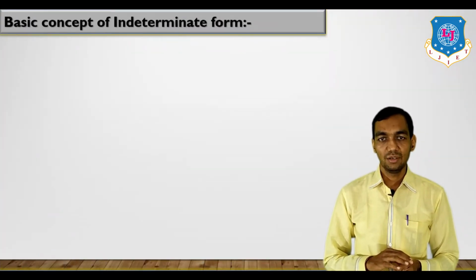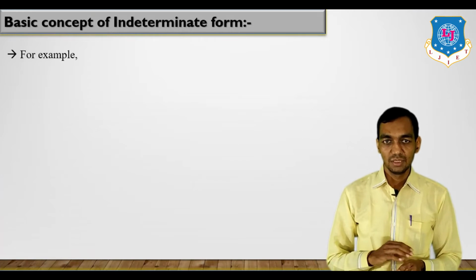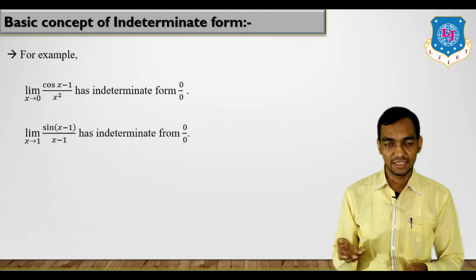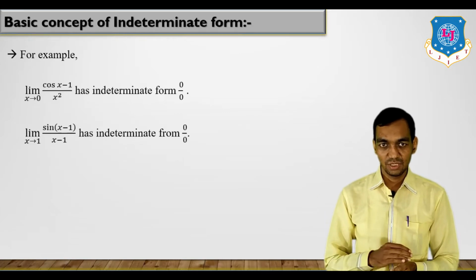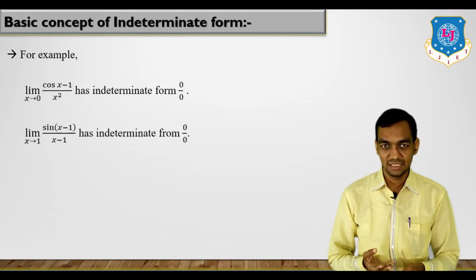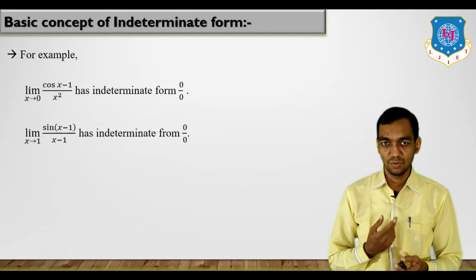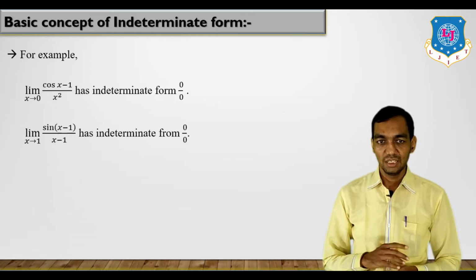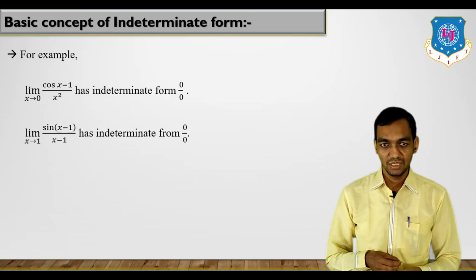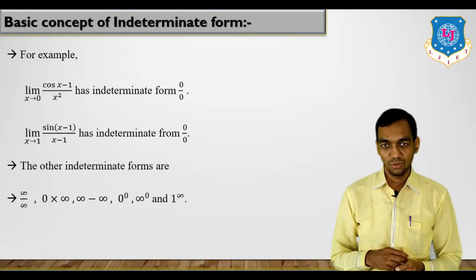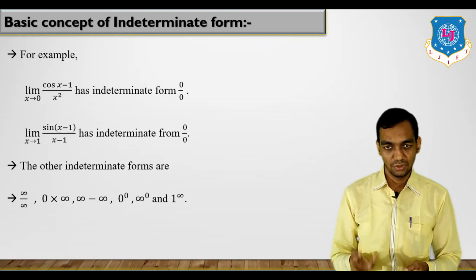Now whenever you have any indeterminate form, you have already done some examples such as sin x upon x where x tends to 0, or cos x minus 1 upon x square. Both are indeterminate forms. In the same manner, as x tends to 1, sin x minus 1 upon x minus 1 is also an indeterminate form, and these are all 0 by 0 forms. There are some other forms which are also indeterminate forms, such as infinity by infinity, 0 into infinity, infinity minus infinity, 0 raised to 0, infinity raised to 0, and 1 raised to infinity.